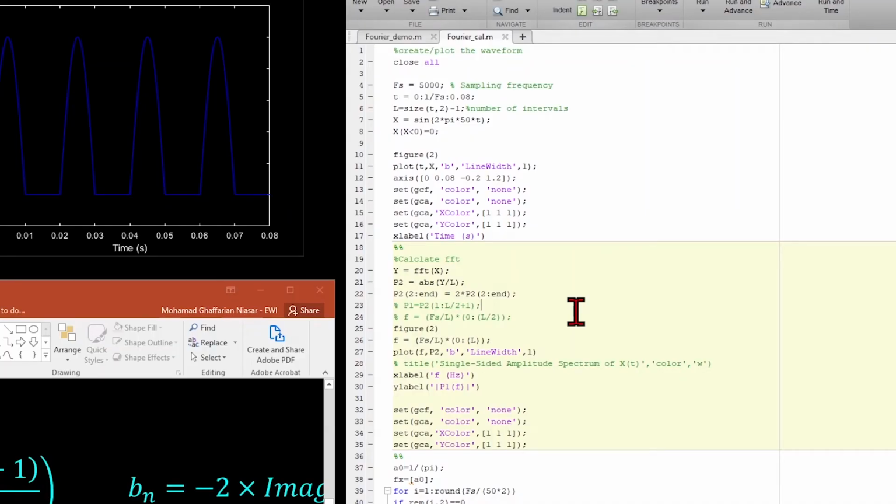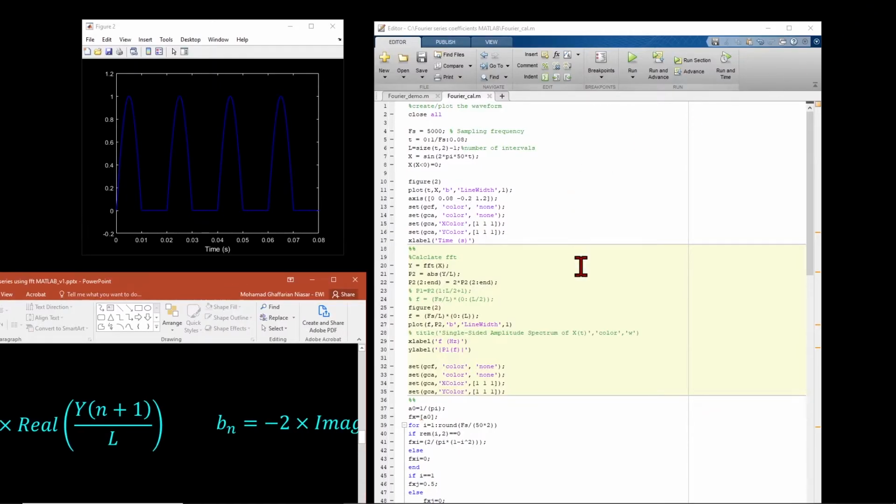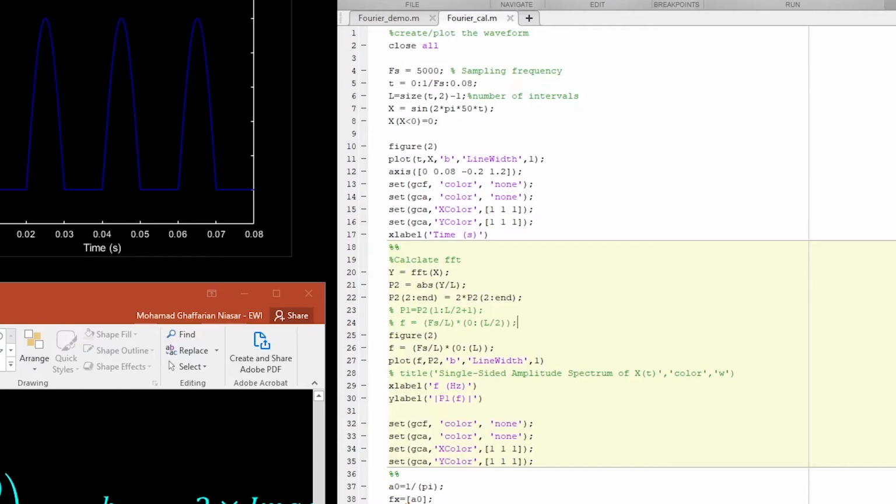Okay, so let us implement what we have learned so far. We say y is equal to FFT of x. In this case, I'm going to plot the magnitude of harmonics. So we say P2 is ABS of y over L. The first element of P2 we keep, but from the second element onward, I multiply it by 2. This is actually to replicate this situation. So the first element is this, and from the second element, we have to multiply by 2.